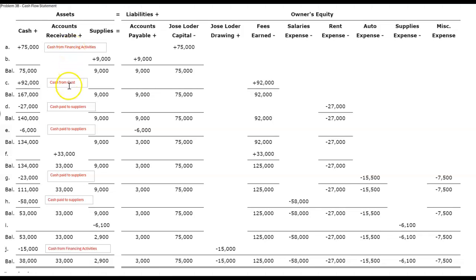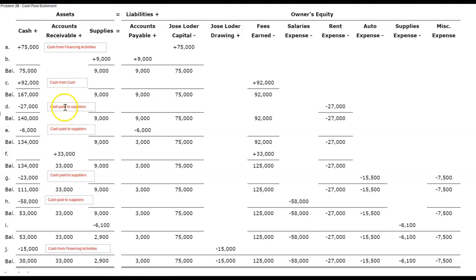Now the very next one, this $92,000 that came in, is the only real cash that came in from customers. All right, we have an increase in accounts receivable here, but that is not a cash sale. It's still a sale, but it's not a cash sale, so we don't count it. So the only revenue that came in from customers is right here, $92,000. So cash received from customers then would be $92,000.